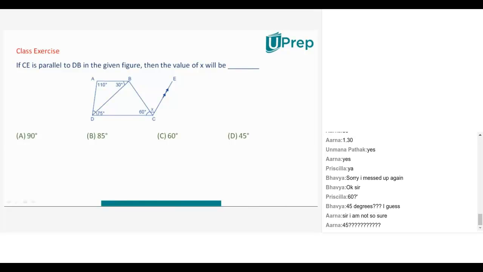It's okay if you're not sure. Give it a try. That's important. I want you to be sure on the day that you write a test or your exam. You're here to learn during the sessions. Arna also is saying, is it 45? Priscilla says that she doesn't know what to do. What about the others? Unmana, what's up with you?